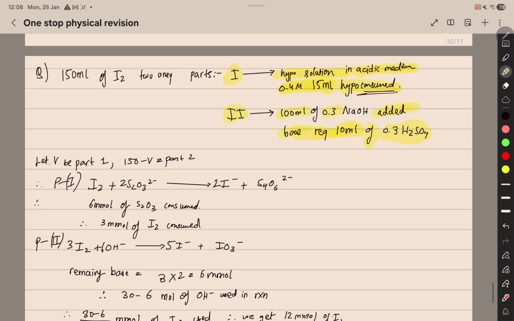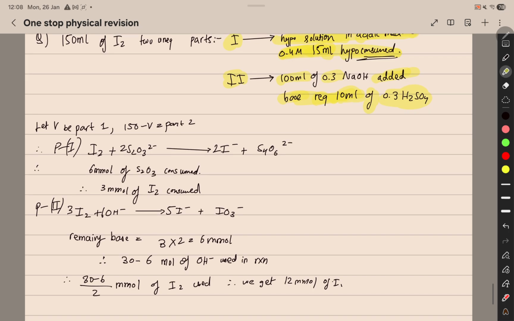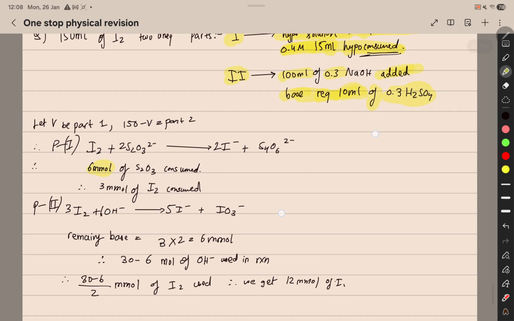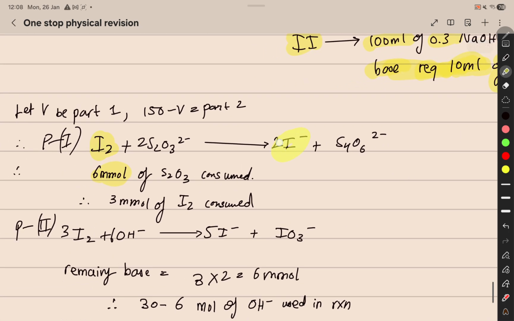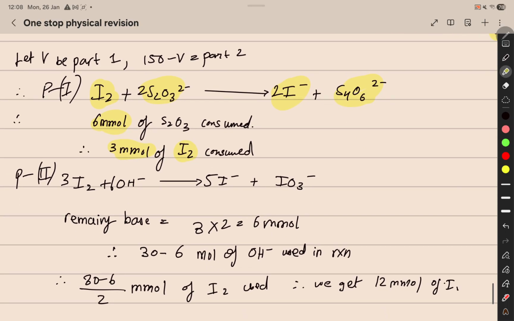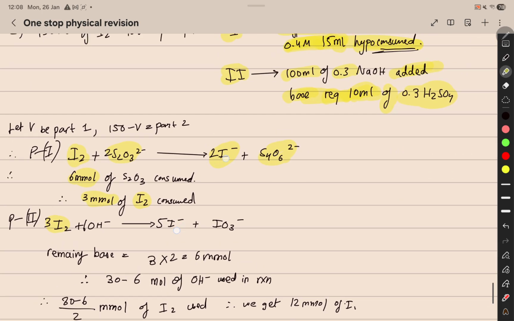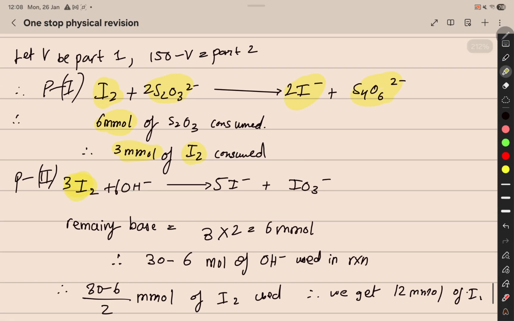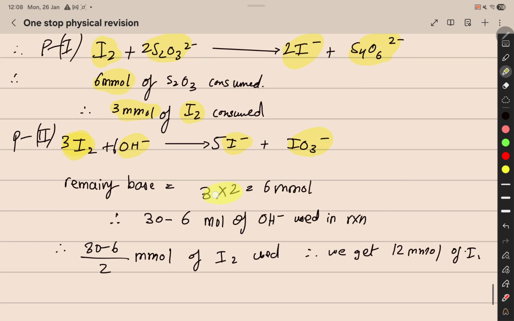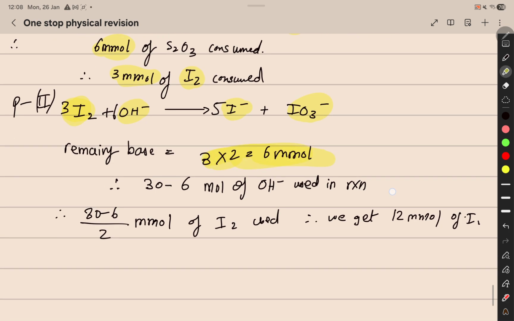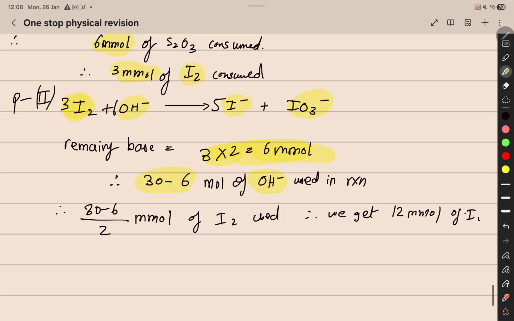So we don't need to consider V part 1, part 2. We can just directly do it. See, here, if you balance the equation, we know that I2 gives 2I minus, and S2O3 gives S4O6. 6 millimoles of S2O3 is consumed, so 3 millimoles of I2 is consumed. Now if you balance the second part reaction also, the second part says that NaOH is added, and in the previous question we had seen that I2 plus OH gives disproportionation, so I minus and IO3 minus. Then the remaining base is 6 millimoles. So 30 minus 6 millimoles of OH is used in the reaction.